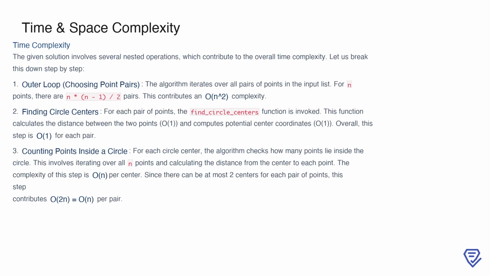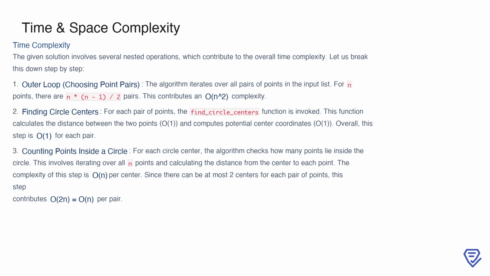The time complexity of the solution arises from the nested operations within the algorithm. First, consider the outer loop where we select all possible pairs of points from the input list. For n points, the number of pairs is given by the combination formula n*(n-1)/2, which simplifies to O(n squared). Next, for each pair, we calculate the possible circle centers using the find_circle_centers function. This involves basic arithmetic operations like distance calculations and midpoints, each taking constant time, or O(1).